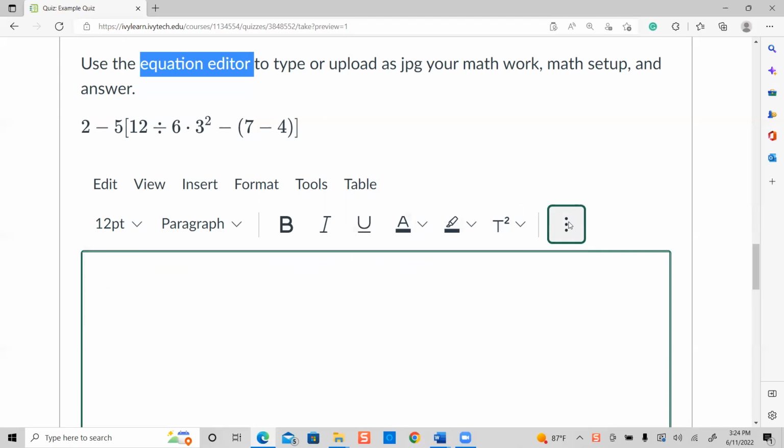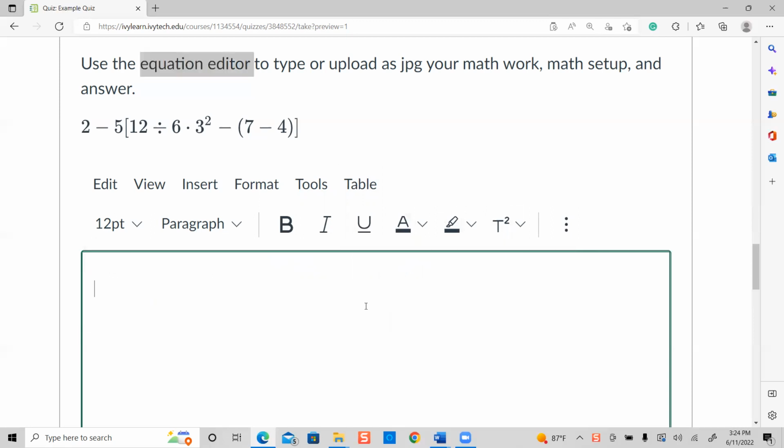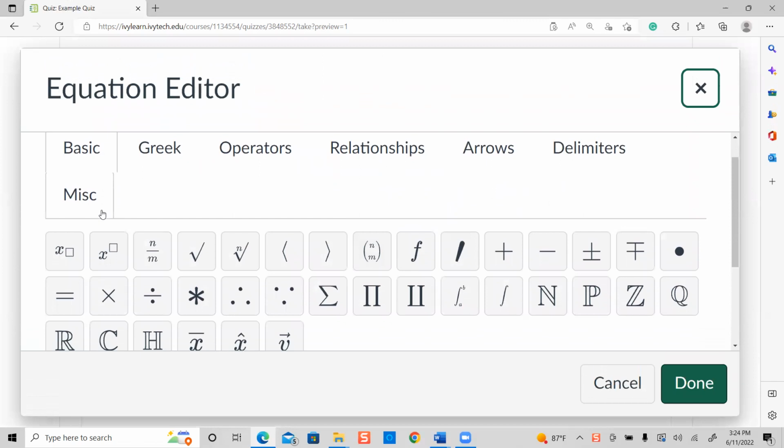However, let's use the equation editor. So I'm going to click on the 3 dots. I'm going to click on the square root of x and let's use it. So you see it went away. Okay, so let's talk a little bit about the equation editor before we get started.